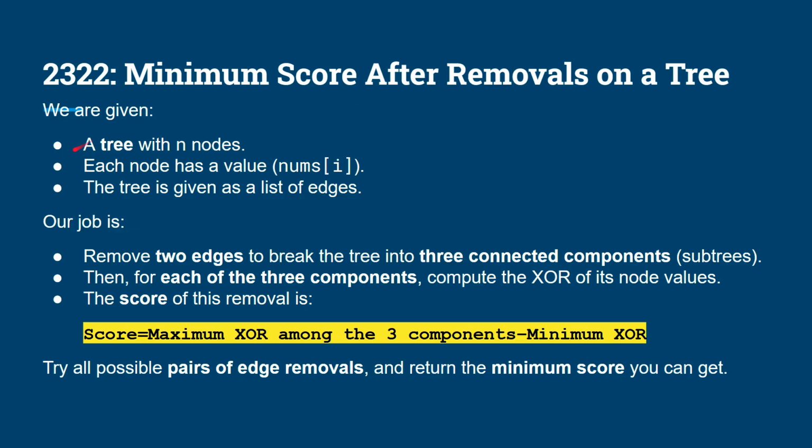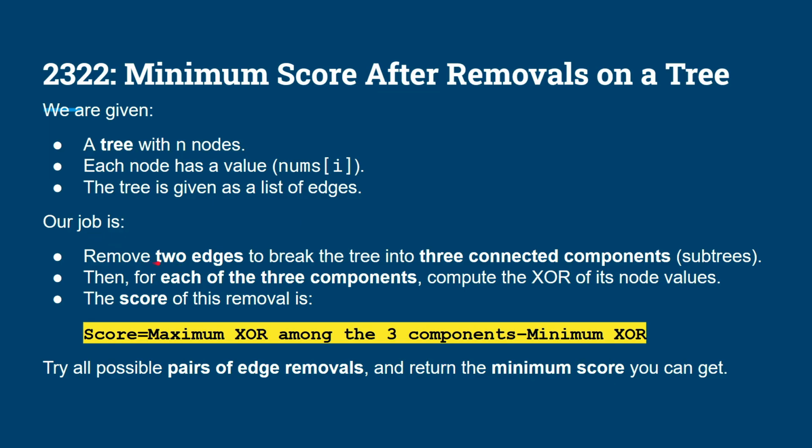We are given a tree with n nodes. Each node has a value called nums[i], meaning the node is the index in the array, and that has some value. The tree is given as a list of edges, right? So what is our job?